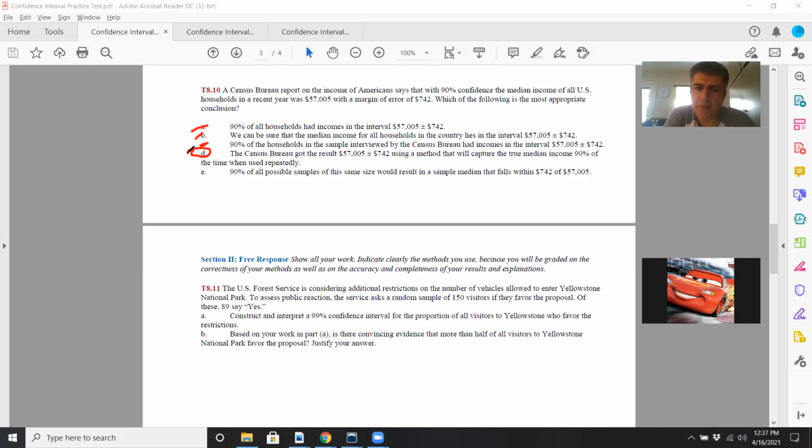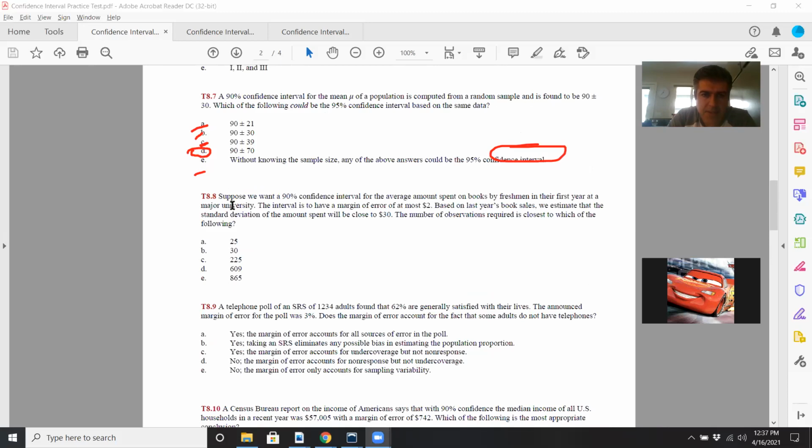And that's just what we got from one sample. Actually, now I know why E doesn't work, because what we got, $57,005, is actually just from one sample. We don't know if that's going to capture the true median or not, and we don't know what the other samples are going to look like either. So that's not the population. That's just a sample mean, but you want to actually capture the true median income. That's why it's D. So I think now I probably can answer that one.